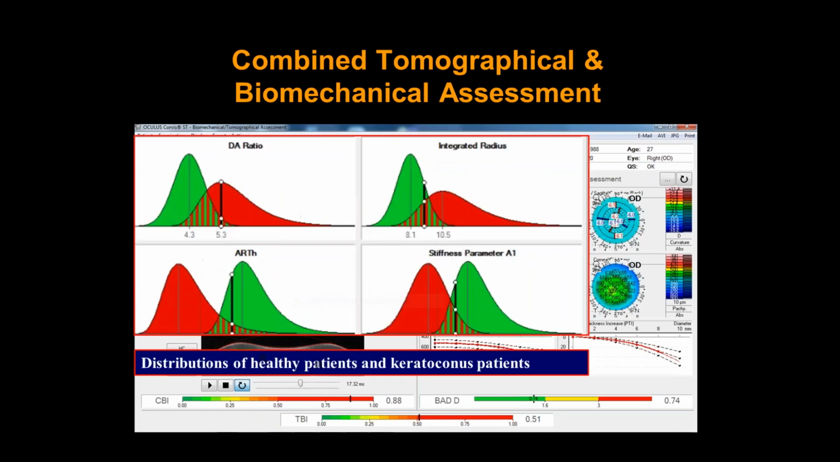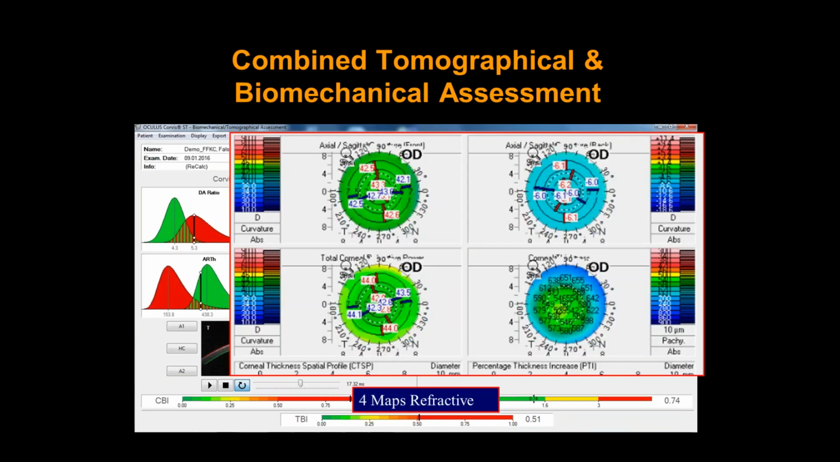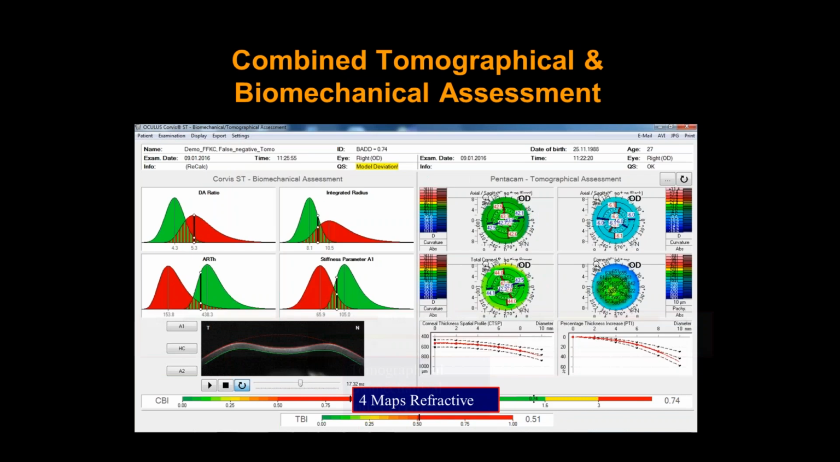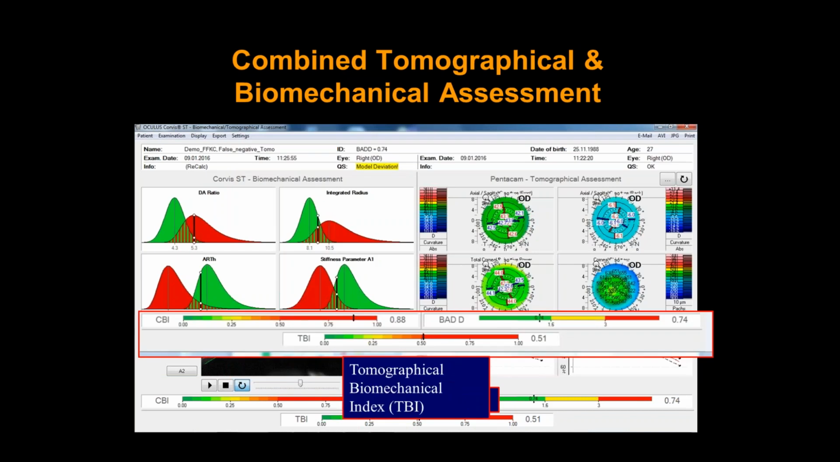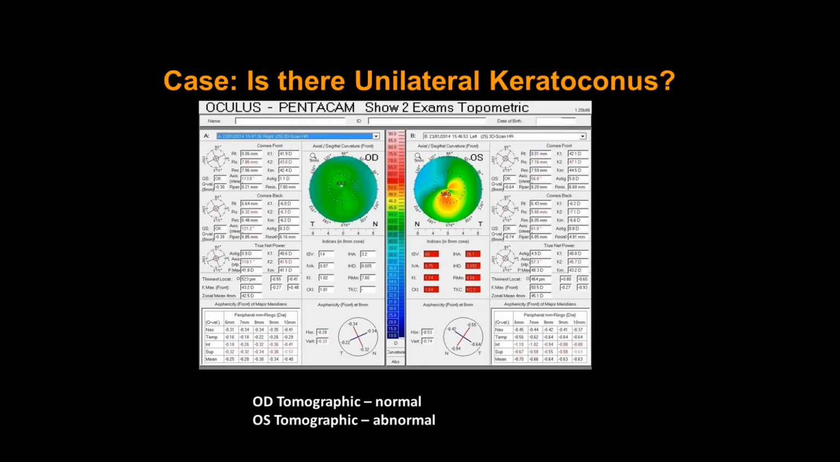And we can see basically here some of the biomechanical data, and we can see differentials between normative data on normal eyes and keratoconic eyes and how they differentiate from each other based on these biomechanical measurements. And of course, the 4-map refractive that comes off of the Pentacam. And what we come up with together is a TBI index, which is combining tomographic and biomechanical data. So this is really exciting in my judgment.